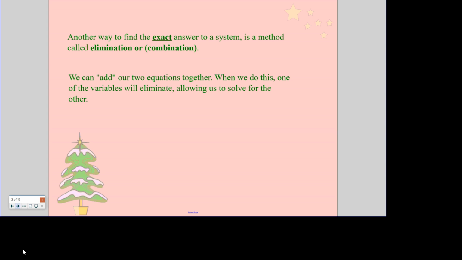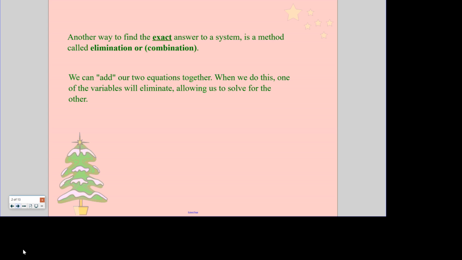But substitution is an exact method for solving, and elimination, today's method, will also be a great method for finding exact solutions to systems. You may also hear the elimination method referred to as the combination method, and we'll talk about why in a moment. But essentially, what we do is we can add our two equations together. And when we do this, one of the variables will eliminate, allowing us to solve for the other.